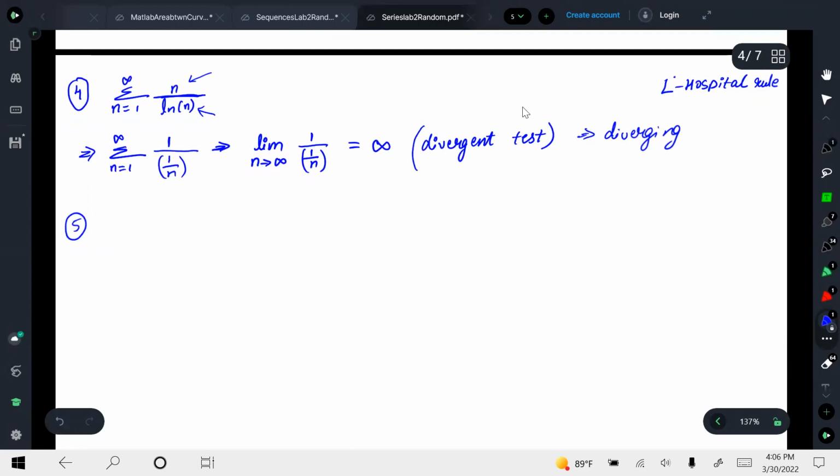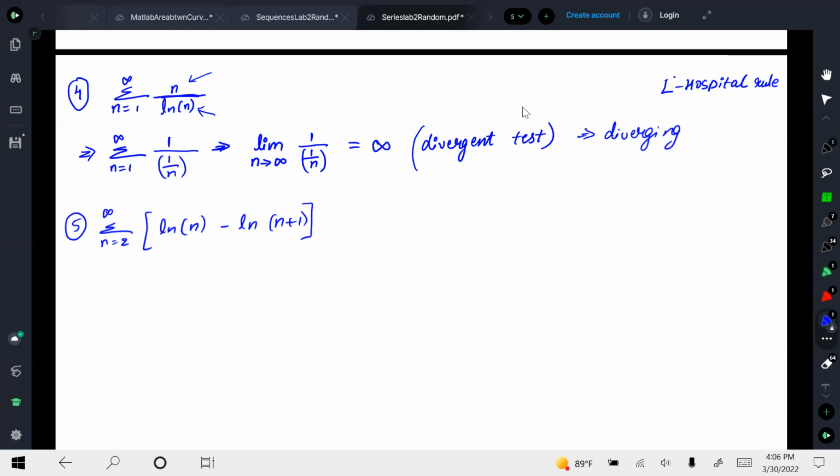And the fifth type is you have a given telescopic series and you need to find the sum of it, right? Now let me say I have summation n equal to 2 to infinity, and let me take ln. Okay, this is the series given to me and I need to expand the series and find the sum. Now, when you plug in n equal to 2, why 2? Because in the problem it is given that we need to start from n equal to 2, right?